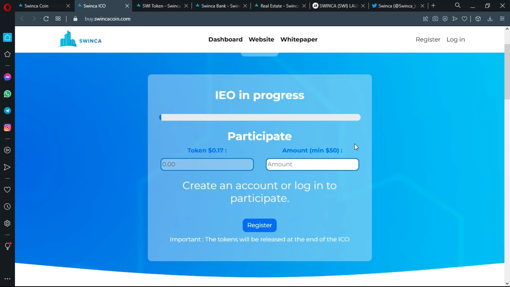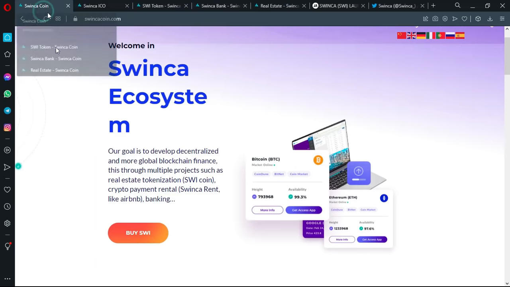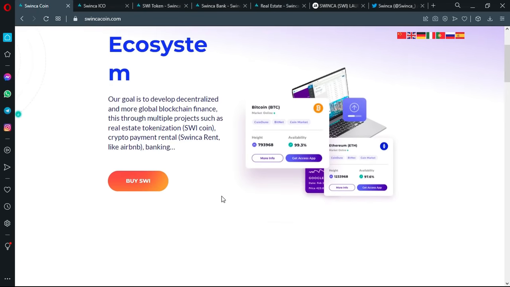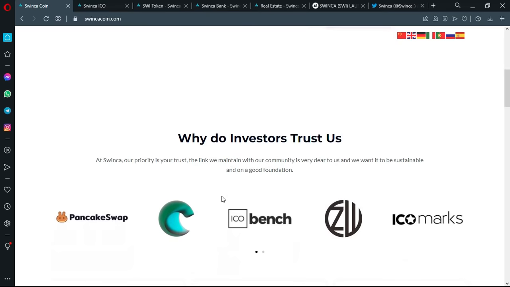Registration is really simple, like every website. You need to give them your information, and you can participate by buying at least $15 worth of their token. Their token is now 0.17, as you can see. So you can go ahead and participate in the IEO if you want. Now let's go to the official platform and see what information they have for us.